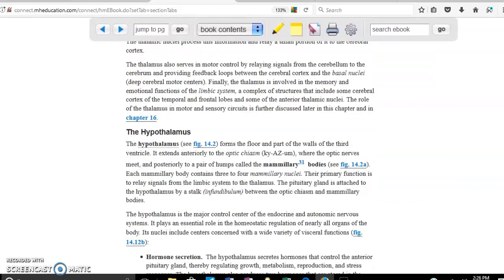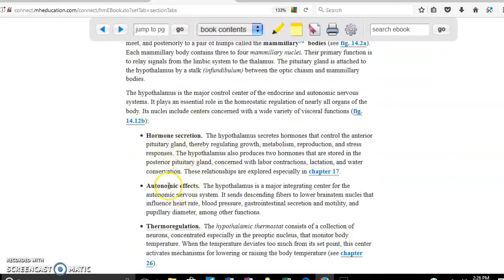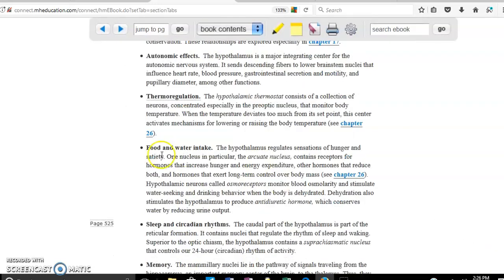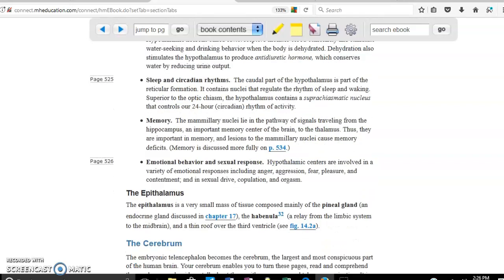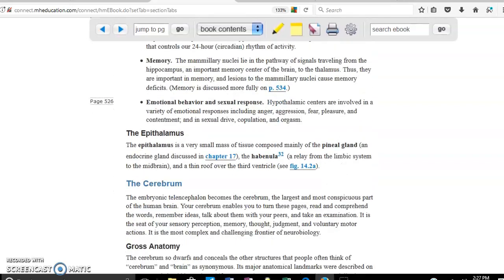As you can see in there, the hypothalamus, hormones, and autonomic effects. Very important. In addition to that, obviously, you have control of hunger, thermoregulation, food intake, relation with sleep, as well as memory. The epithalamus consists of two main parts. One of them is the pineal gland, and the other one is the habenula. The habenula is part of the limbic system. We're going to talk about it in a little bit, but the pineal gland is going to secrete melatonin, which is necessary in order to control the circadian rhythm, which helps us distinguish between what is day and what is night.